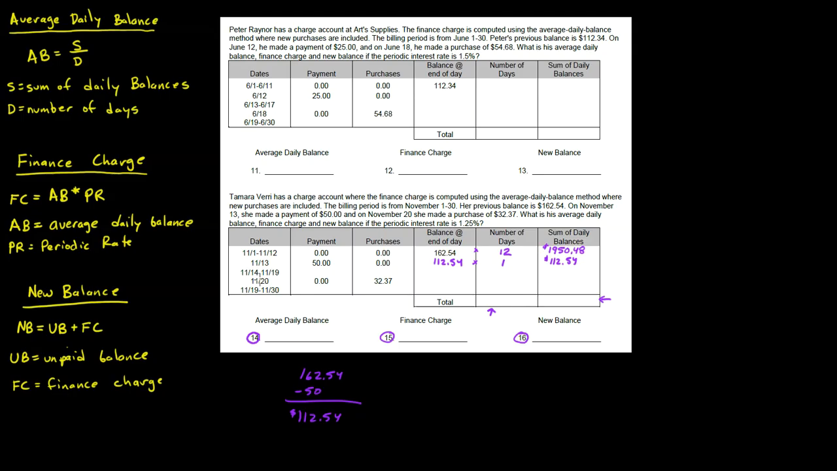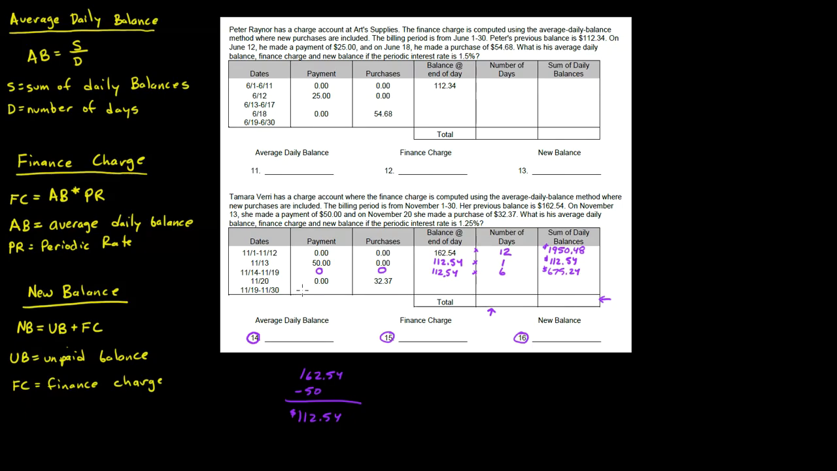Then from 11/14 to 11/19, I didn't make any payments, didn't make any purchases. The balance at the end of each of those days was still $112.54. From 11/14 to 11/19, that is 6 days. So I multiply 6 by 112.54 and I get 675.24.